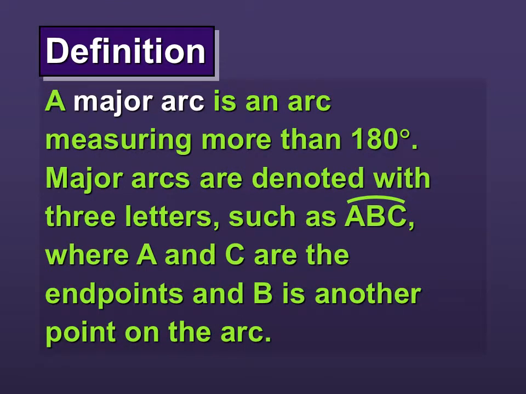In contrast to a minor arc, we have a major arc. A major arc is an arc measuring more than 180, so more than half the circle. Major arcs are denoted with three letters instead of just two. You're still going to use the arc notation, but instead of two endpoints, you're going to use three points, and they're all on the arc. So we have arc ABC, where A and C are the endpoints, and B is another point on the arc between A and C.